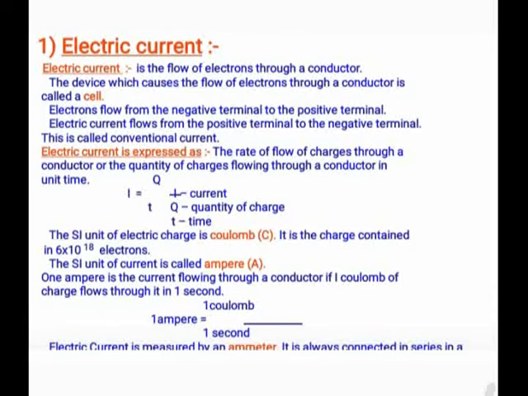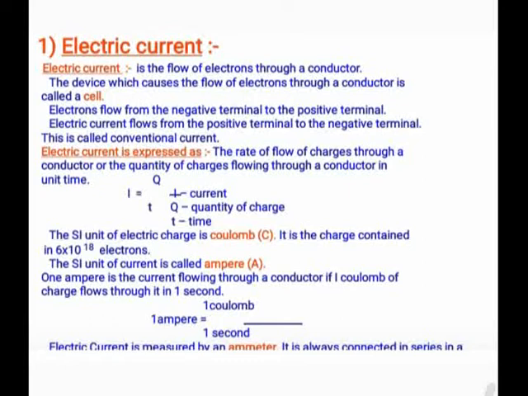Student, first of all, electric current. Electric current is the flow of electrons through a conductor. The device which causes the flow of electrons through a conductor is called a cell. Electrons flow from the negative terminal to the positive terminal. Electric current flows from the positive terminal to the negative terminal. This is called conventional current.